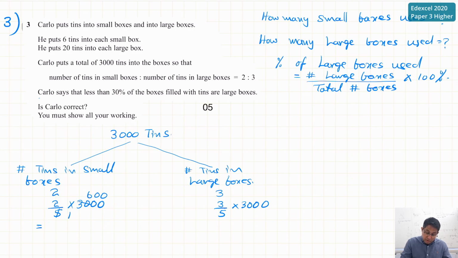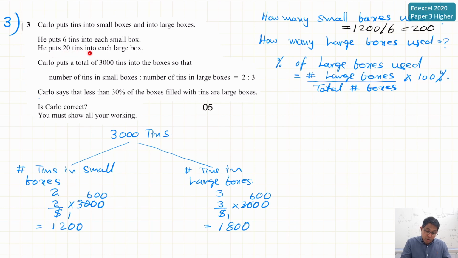You can work out these numbers. 2 times 600, 1200. 3 times 600 is 1800. That means 1200 tins go in small boxes and 1800 tins go in large boxes. As we know, he put 6 tins into each small box. We can work out how many small boxes he used. That is 1200 divided by 6. That's 200.